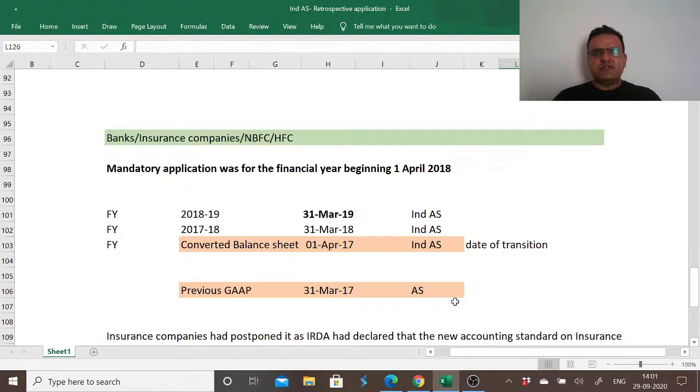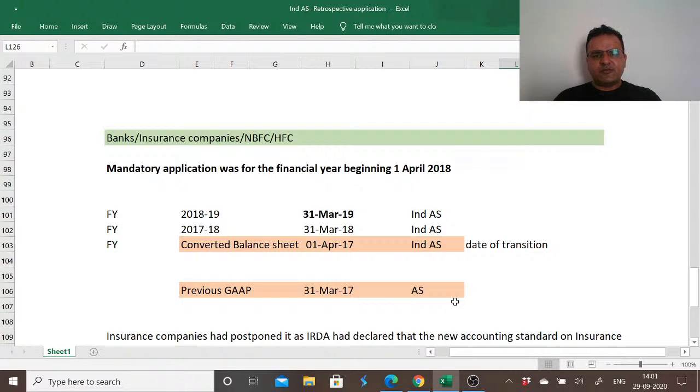We pick up the previous balance sheet of, say, 31st March 17 in the example in front of you. The 31st March 17 balance sheet is with the previous GAAP, or with an error, or with a previous accounting policy. So when we correct an error, when we change an accounting policy, or when we change the GAAP to Ind AS, we publish this converted balance sheet, corrected balance sheet, or balance sheet with the new accounting policy, of the beginning of the earliest period presented.